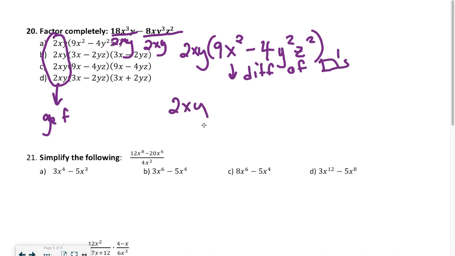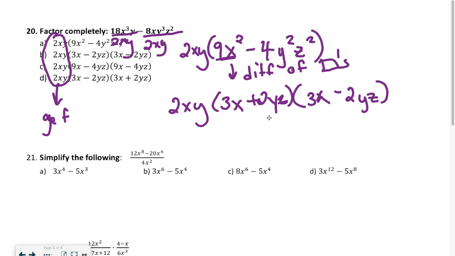So this is the work you would want to show on your final exam. The square root of 9x squared is 3x. The square root of 4y squared z squared is 2yz. So the correct choice here is choice D. Okay, so use the multiple choice to your advantage. In this multiple choice question, you have the GCF right in front of you.